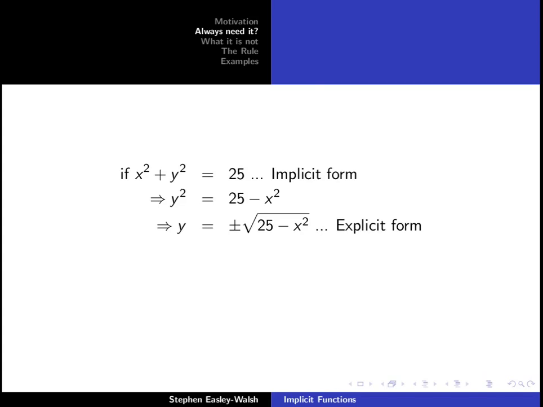Changing the square root to power a half, we are now ready to find a derivative. Derivative of y is plus or minus the power brought down. The power is then reduced by 1, and we multiply by the inside derivative, which is minus 2x. This is the derivative of y. The problem with this approach is that it is quite time consuming and indeed not always possible to change your equation from implicit form to explicit form.